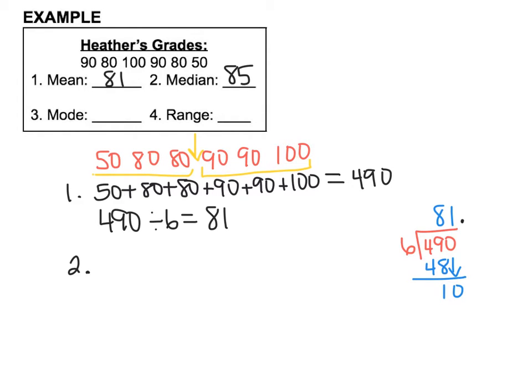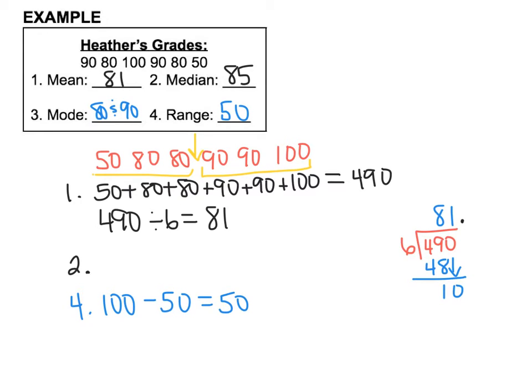For number 3, the mode is the number that appears the most. Well, 80 and 90 both appear twice, so my mode is 80 and 90. The range is the difference between the highest number and the lowest number. So I have a range of 50.